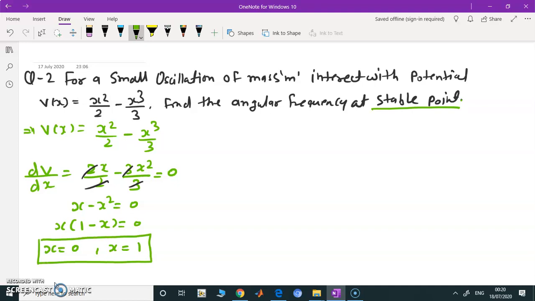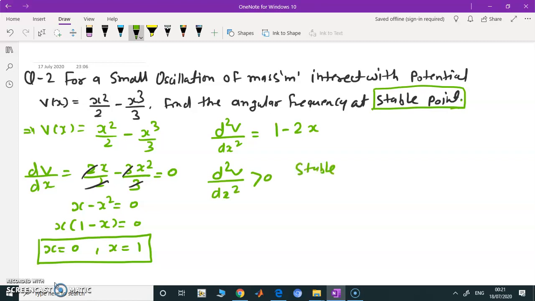So which point will be stable and which point will be unstable? For calculating that, we have to take the derivative, because it is asking at the stable point. So we have to take the second derivative first, d square V by dx square. So we will get 1 minus 2x. Now the condition is: if d square V upon dx square is greater than 0, then the point will be stable and a minimum.